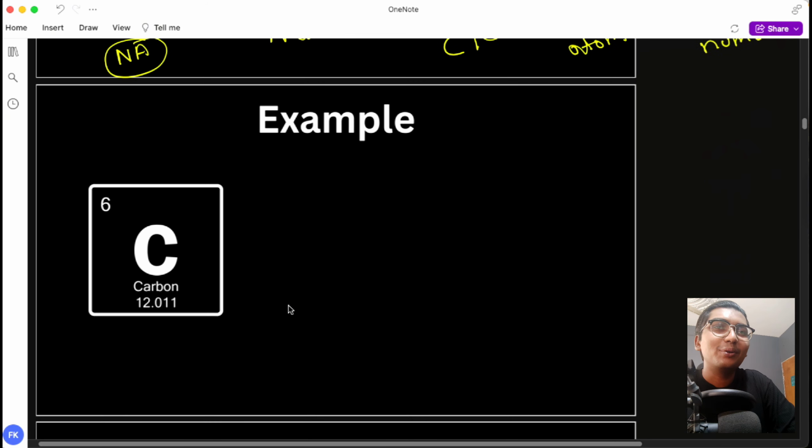Let's look at an example. Now we have carbon, okay? Carbon has, the atomic number of carbon is 6.